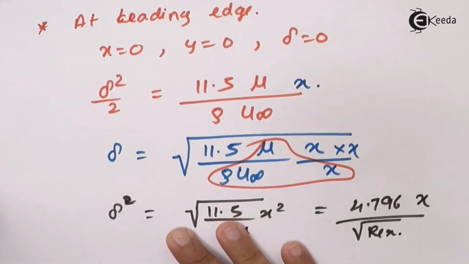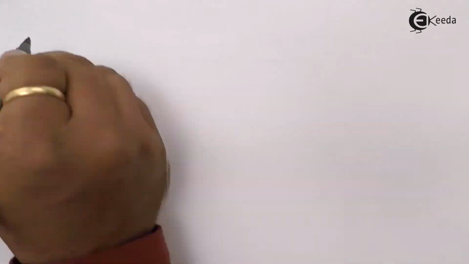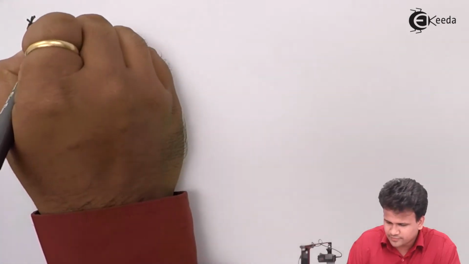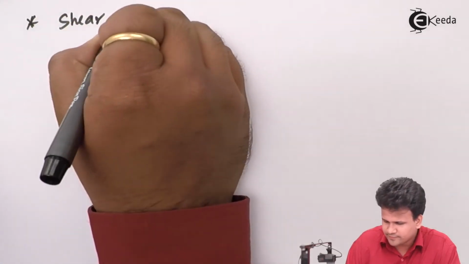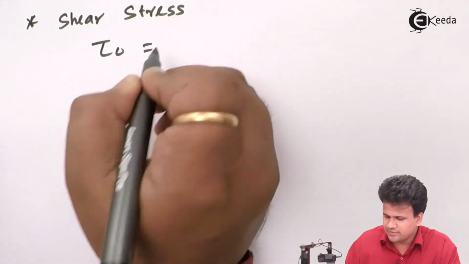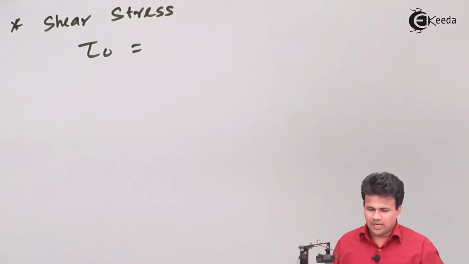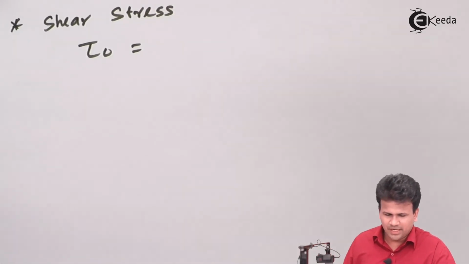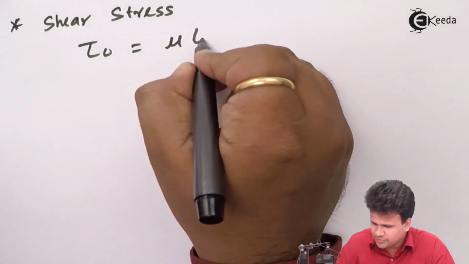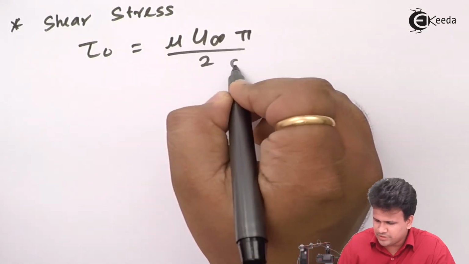The second thing which we'll calculate is the shear stress. We already know that tau, that is shear stress, according to Newton's law of viscosity, is equal to mu u infinity into pi by 2 into delta.